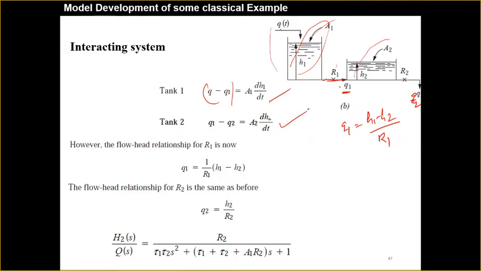This is the equation. And you know, Q1 is equal to 1 by R1 times (H1 minus H2). We have already defined it. What is Q2? Q2 is simply H2 by R2. Is it right? Based on these 4 equations, 1, 2, 3, 4, your target is to find H2(s) upon Q(s).